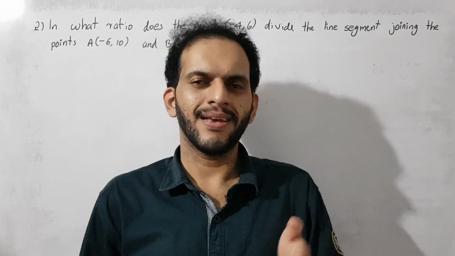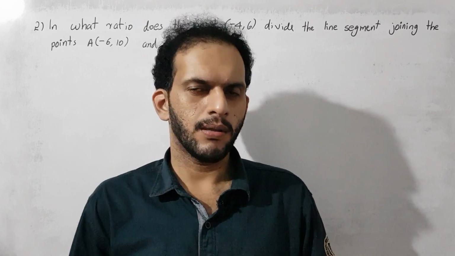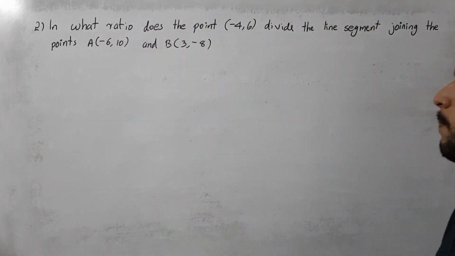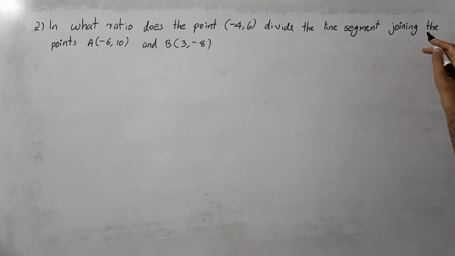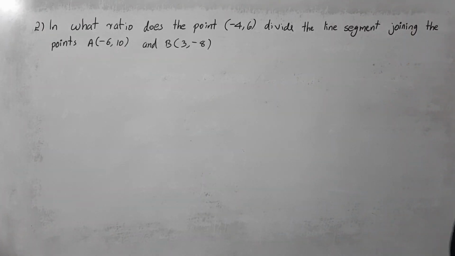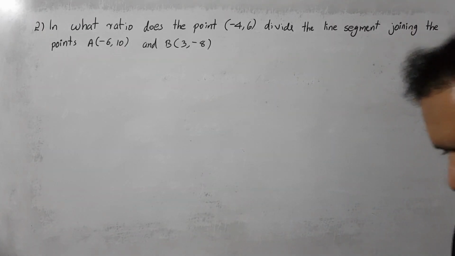Okay, next we go to the next application of section formula. The question is like this: in what ratio does the point (-4, 6) divide the line segment joining the points A(-6, 10) and B(3, -8)?